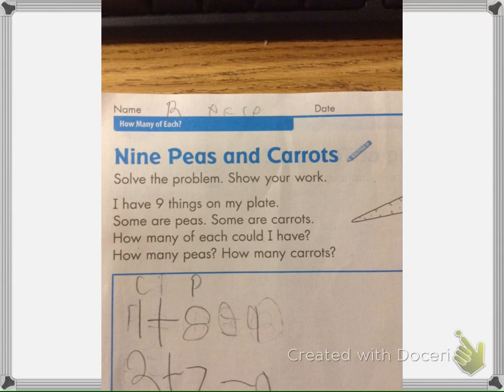Some are peas and some are carrots. How many of each could I have? How many peas? How many carrots? The key here is that some are peas and some are carrots. That is super important, and I'll show you why in 1 second.